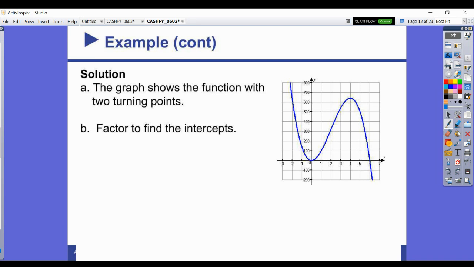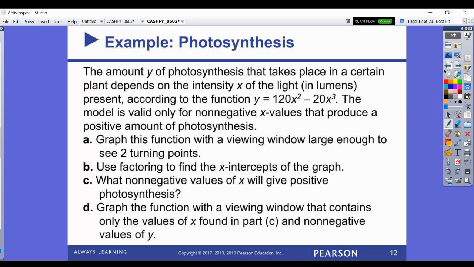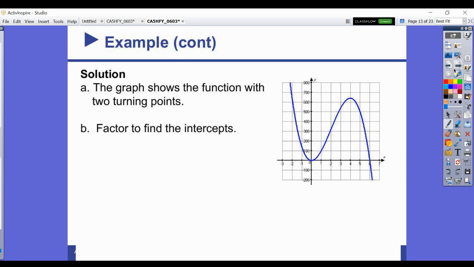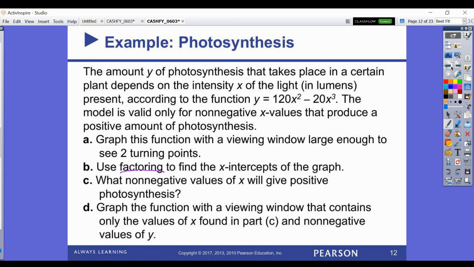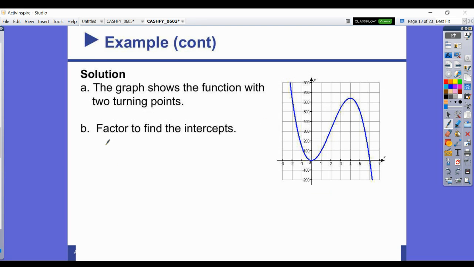All right, part 2. Find the x-intercepts of the graph by factoring. So we are going to use our factoring skills on this equation. 120x squared minus 20x to the third. And we need to factor this and solve it. So if we're solving it, we're putting a 0 here. That's what we're doing when we're solving.